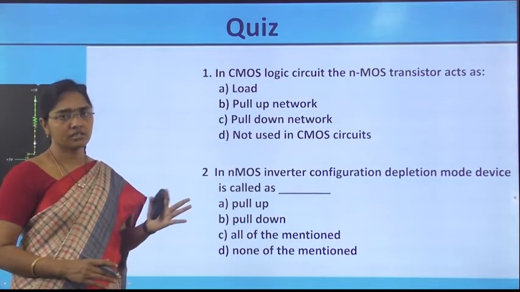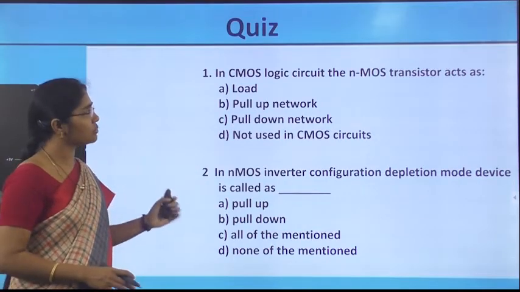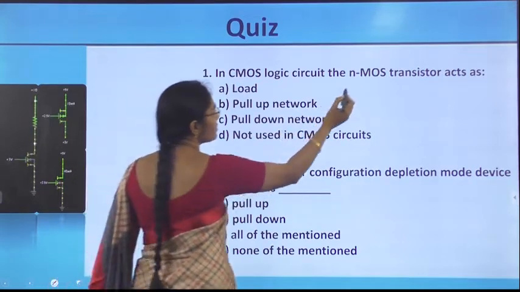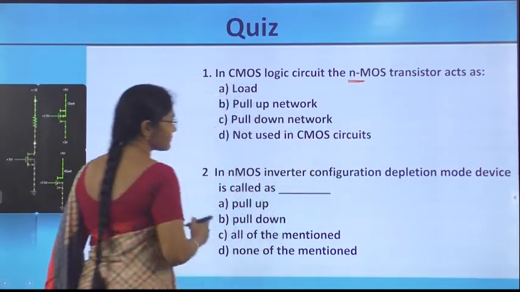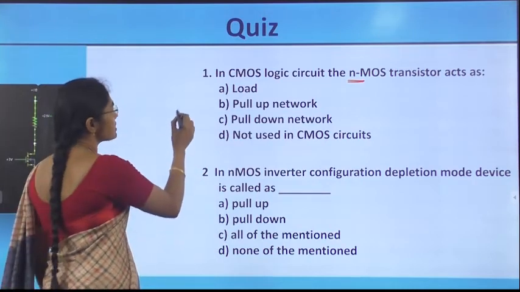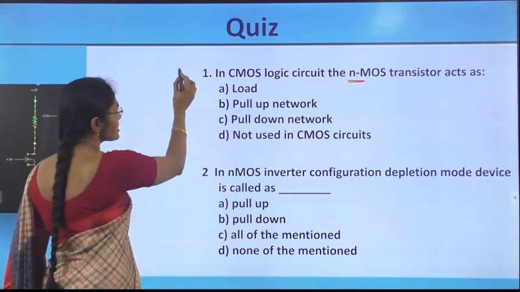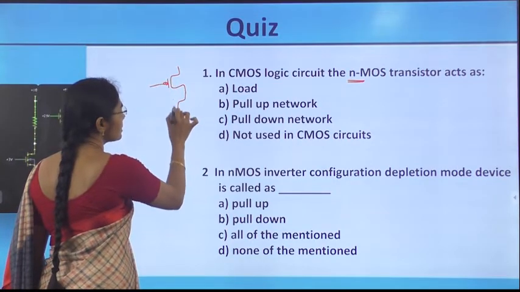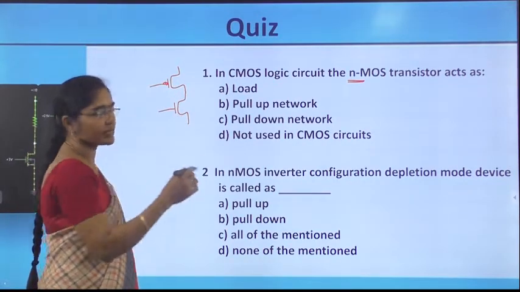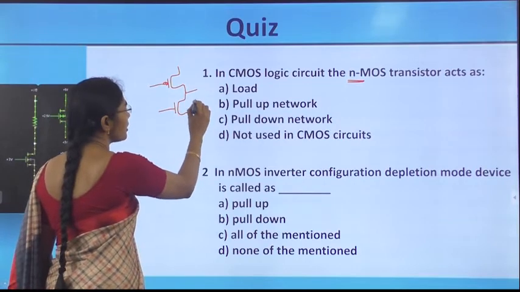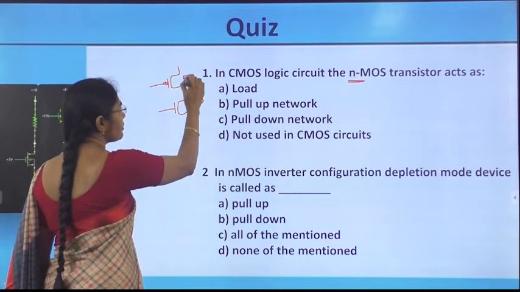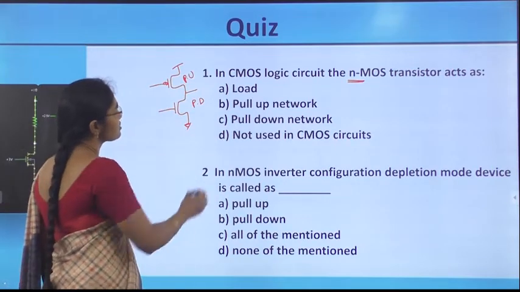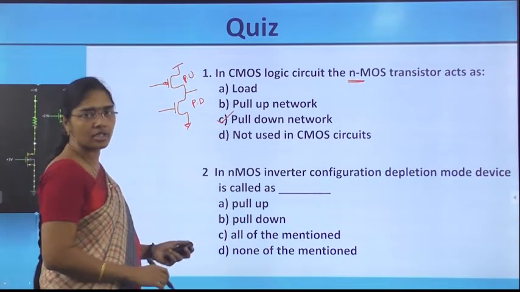Now, let's check our understanding with the help of this quiz. In a CMOS logic circuit, the NMOS transistor acts as what? In the CMOS inverter, we have seen the PMOS transistor as the load and the NMOS as the functional device. So the pull-down network is NMOS and the pull-up is PMOS. Therefore, the NMOS transistor is used as the pull-down network.